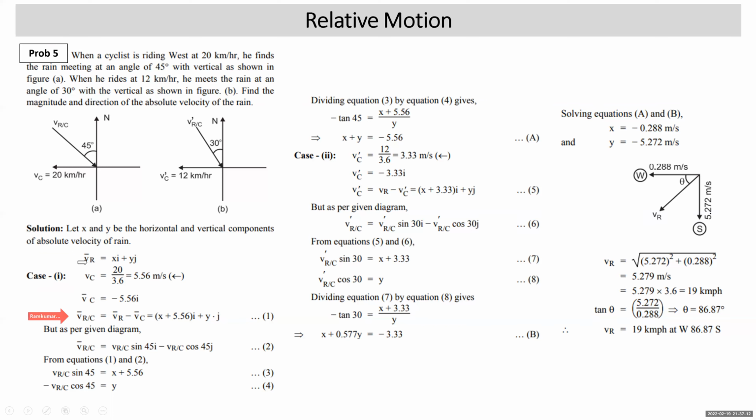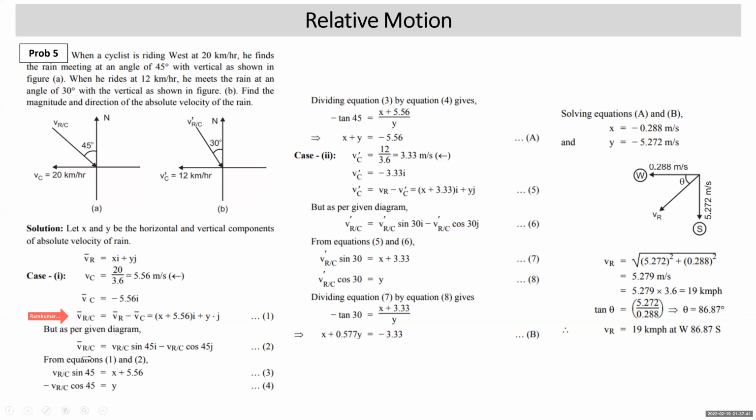Velocity of the rain: as we understood, we assume that x and y are the horizontal and vertical components of absolute velocity of rain. So velocity of rain in vectorial form will be xi plus yj. So velocity of rain with respect to cyclist is Vr minus Vc, that is (x plus 5.56) i plus y j. But from the given diagram, we can write VRC, velocity of rain with respect to cyclist, in vectorial form like this: VRC sin 45 i minus VRC cos 45 j.